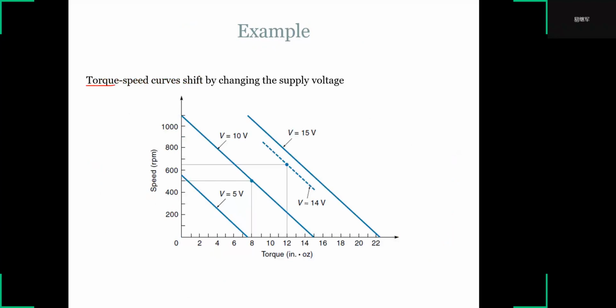The torque speed curves shift by changing the supply voltage. When we give a different voltage, the torque speed curves just shift, and the curves are parallel to each other.